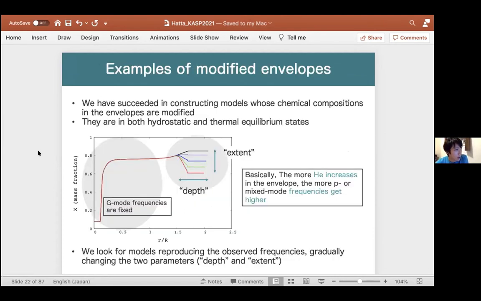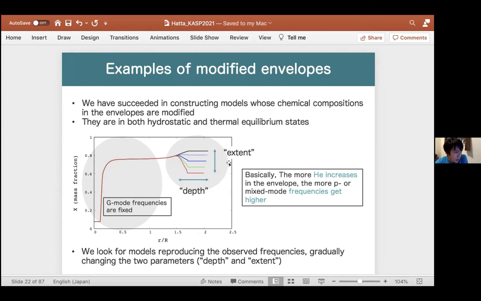And here are examples of modified envelopes. Here I plot the hydrogen profiles from the center to the surface of the star. The horizontal axis is in units of solar radius, and the black one is the unperturbed one. As I said, in the inner region, we didn't modify the chemical compositions because the g-mode frequency is already fitted.